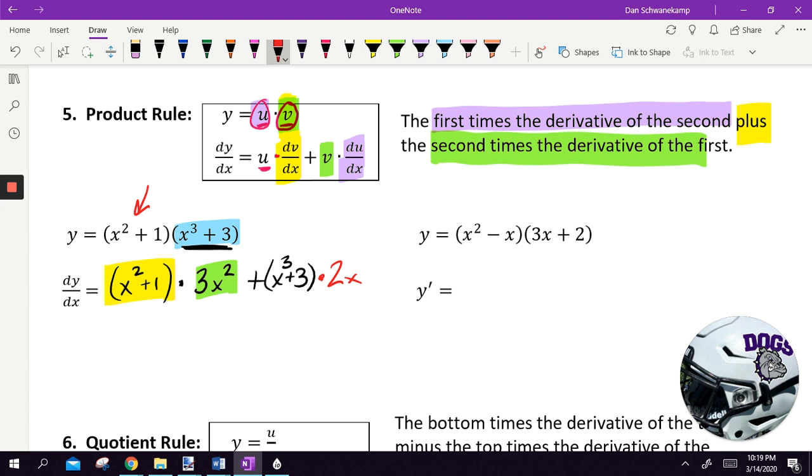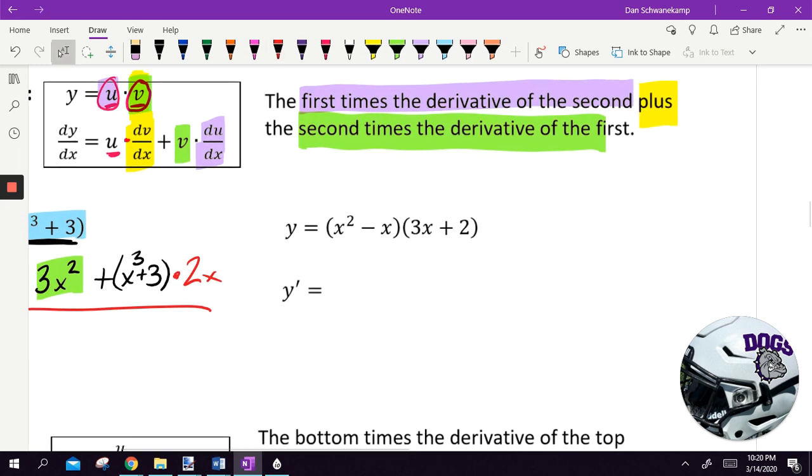If we wanted to, we could FOIL that whole thing out and get a more simplified version. The wonderful thing about calculus, and we'll learn this the longer we go, is you don't have to simplify if it's free response. If this were a multiple choice question, yeah, we would simplify. But if this is a free response question, I'm leaving that ugly boy right there, and I'm going to call it a day.